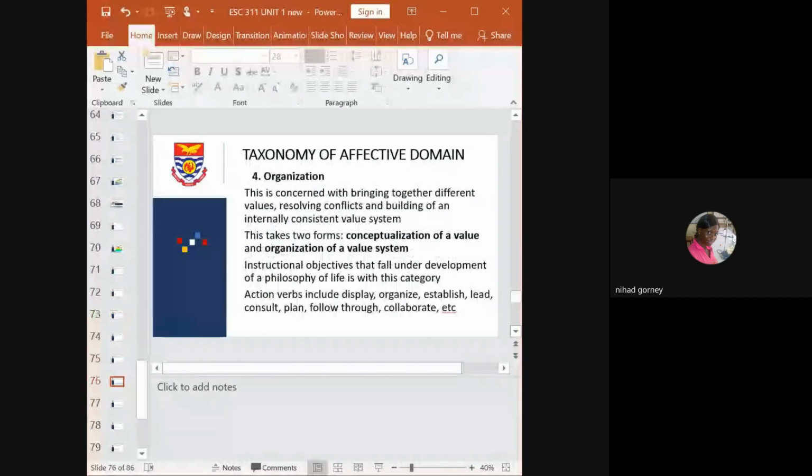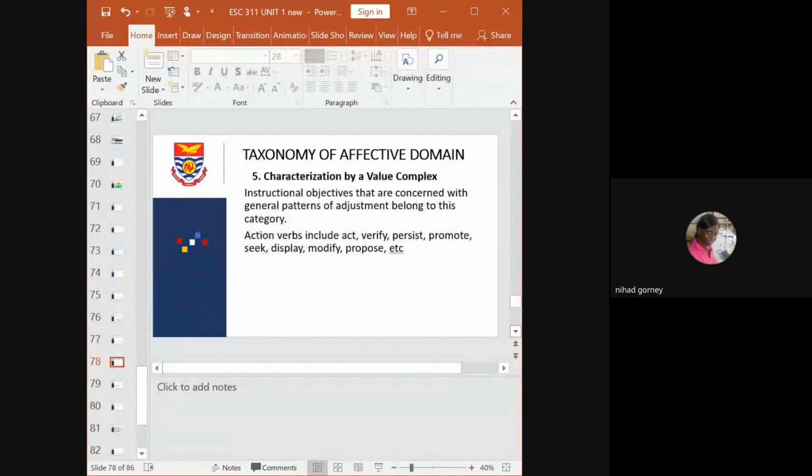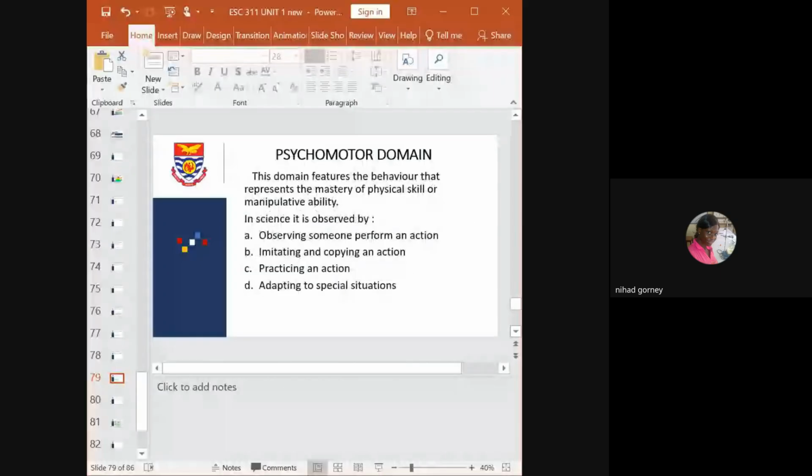Let's quickly move on. I'll send the slides. So any information that I probably will not hint on, you will read on them. Let's quickly get to the psychomotor domain, where psychomotor deals with the use of your hands. So this domain features behavior that represents the mastery of physical skill or manipulative ability.